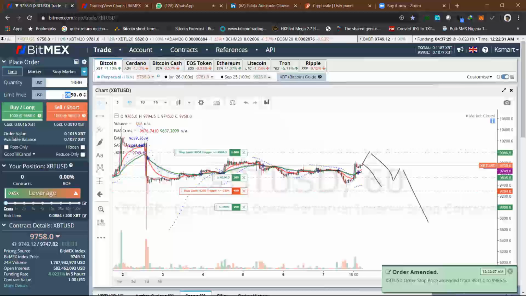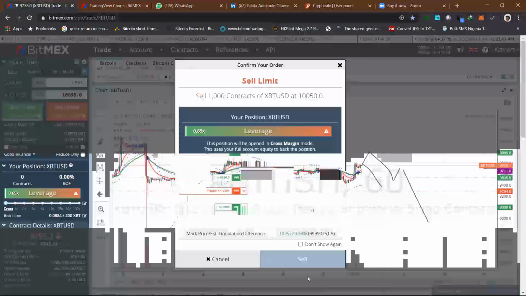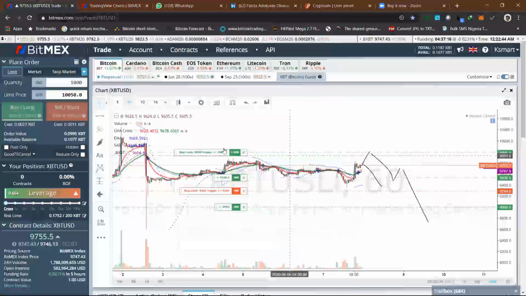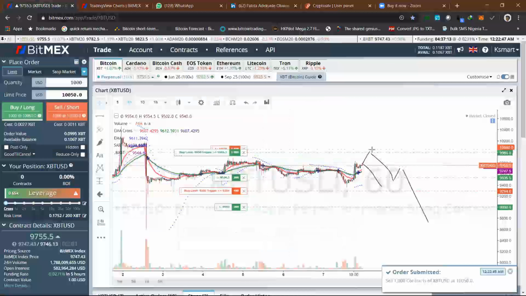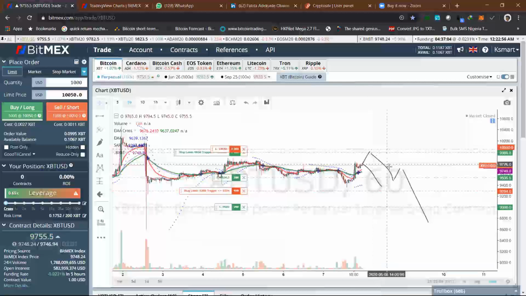10,050. After around 10,050, I'm placing a short trade of 1,000. And always check your liquidation and everything to make sure you're on good track before you place that trade. So what I'm saying is, if Bitcoin reaches here and comes above it, it's going to trigger, execute here and take profit. Now, if the price comes down, then I'm good to go. But if the price keeps going up, you can still trade along.